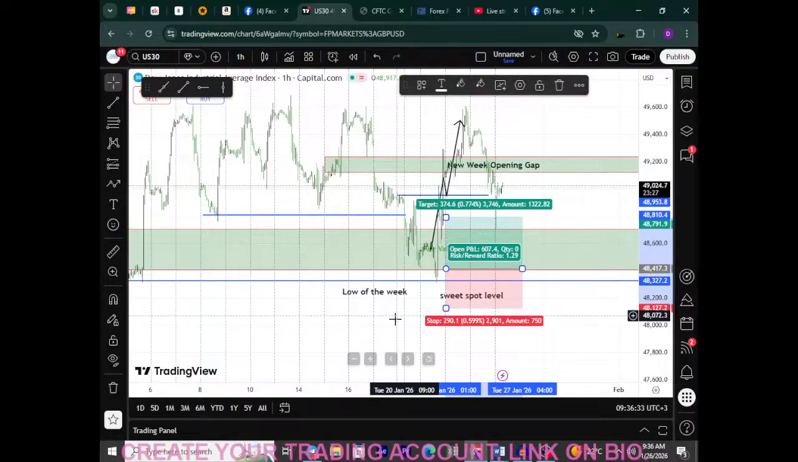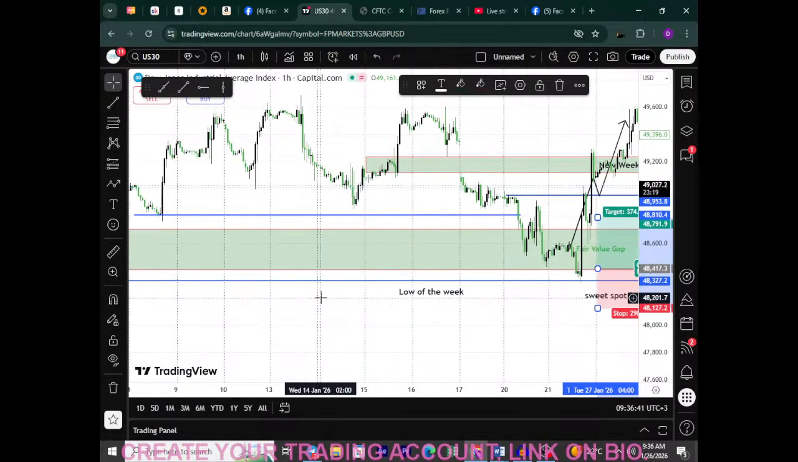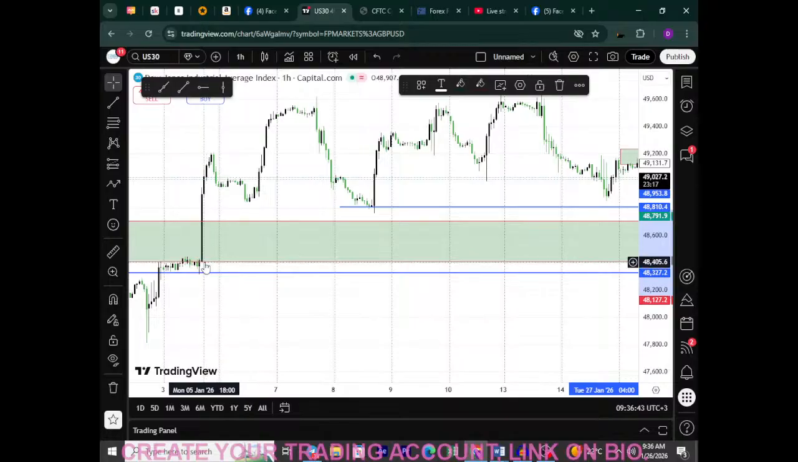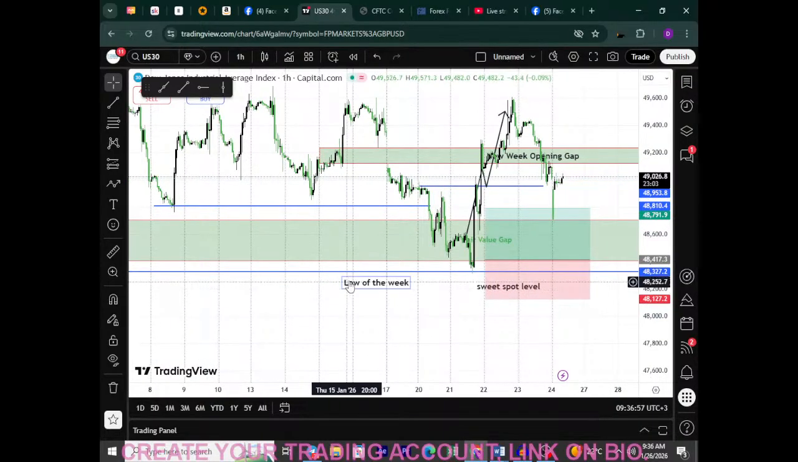So for you not to get taken out, remember we are putting our stop loss below this line. And what is this line? This line was denoting this Monday low, and it also doubled as there was also another block here. So this was a very significant point for US30. You can see we had labeled it the low of the week.